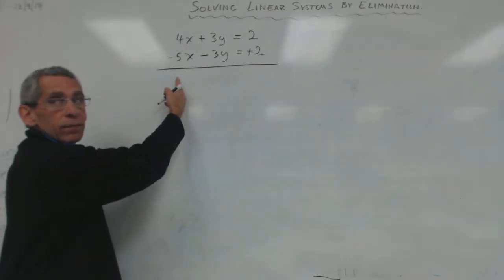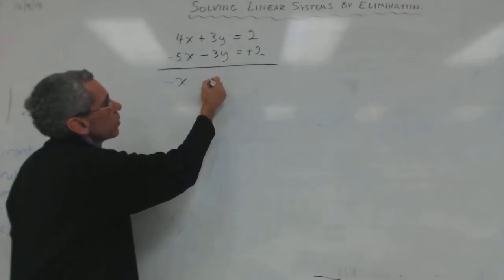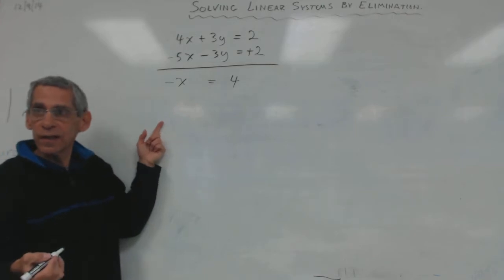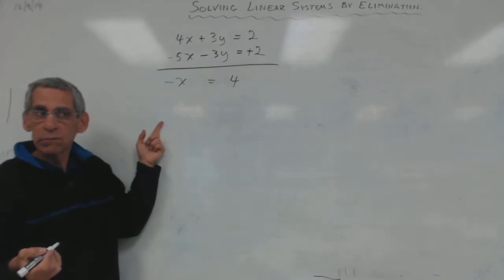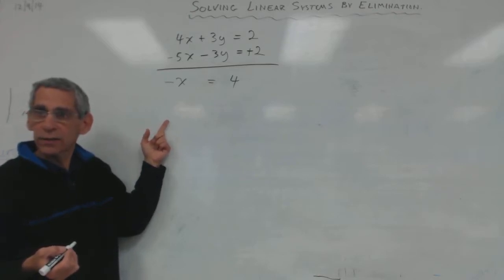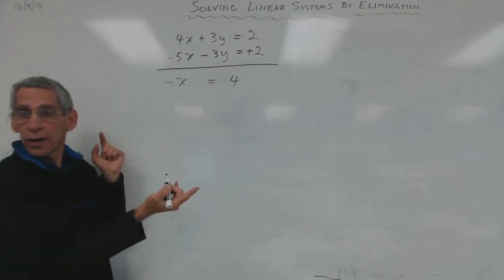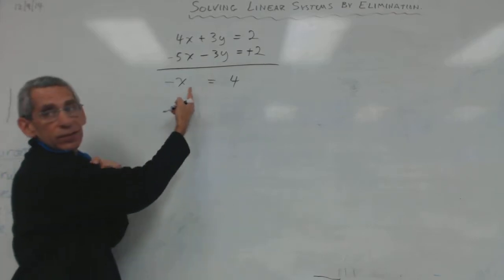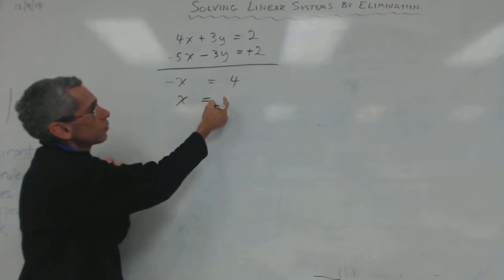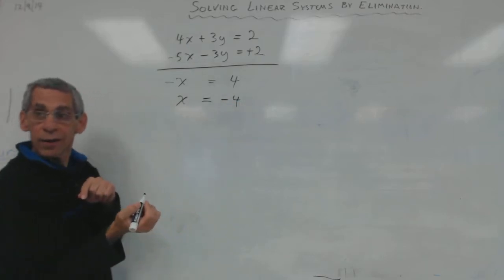So what would I get here? Negative x equals 4. Now, this is where I just leave it as negative x, right? No. I can't ever leave it as a negative x. I've got to say what x is. So what do I do? Multiply everything by negative 1, meaning I change the signs of everything. Negative x becomes positive x, equals positive 4 becomes negative 4. Great. So now I have my x.